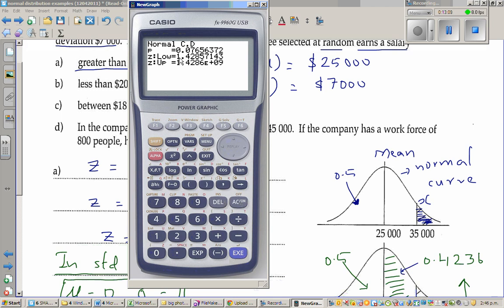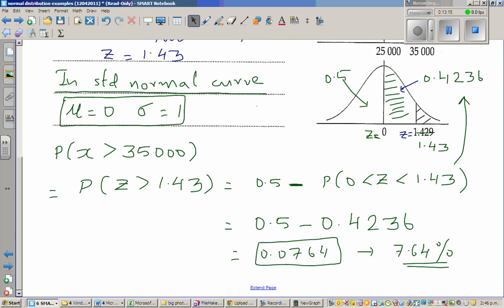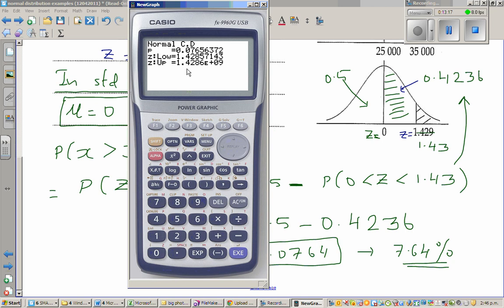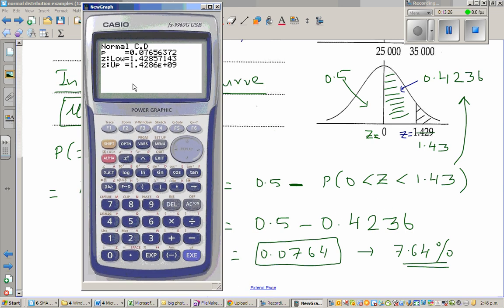The probability is 0.0765. So the answer on the calculator is more exact than what we have got. That's almost right, because with the table we have gone only up to two decimal places, so this is good enough. In other words, this is 0.076, so you are getting it right up to three decimal places. This is how you do it without using the table.